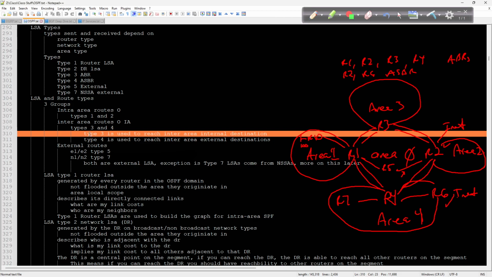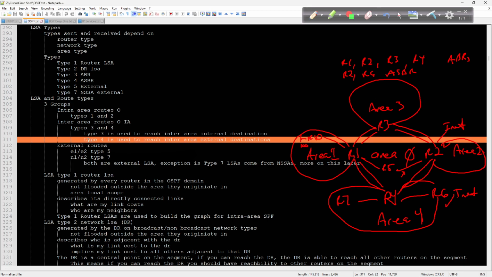Type 3 is used to reach inter-area internal destinations. So if I'm in area 1 and I want to get to area 3, I pass through R1, which is an ABR. I'm a type 3 LSA now in area 0. Router 3 is an ABR. He learns that from area 0. He then takes that and also propagates a type 3 LSA into area 3. So keep that in mind.